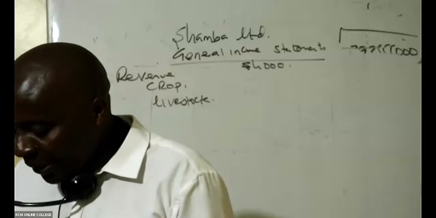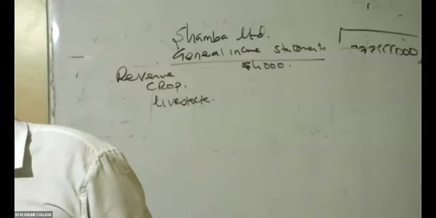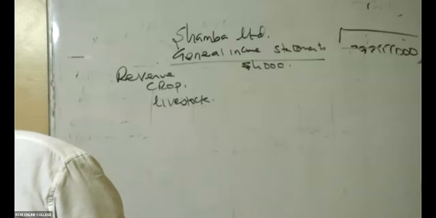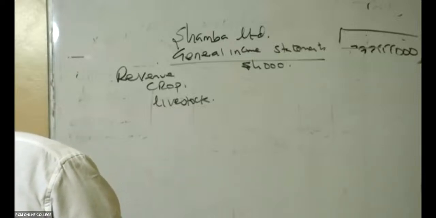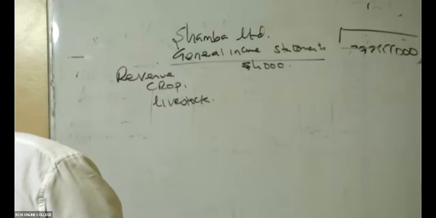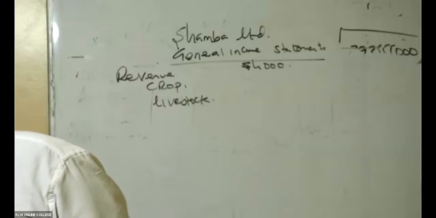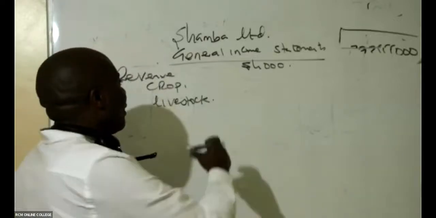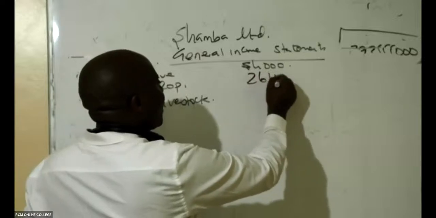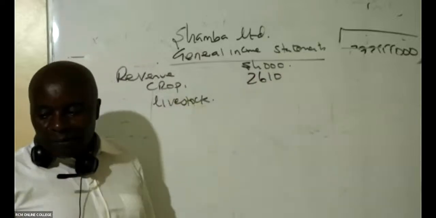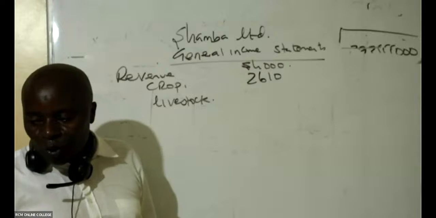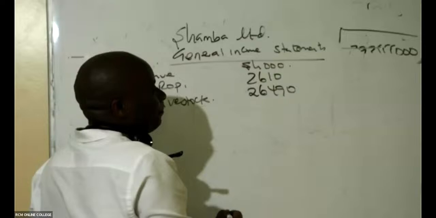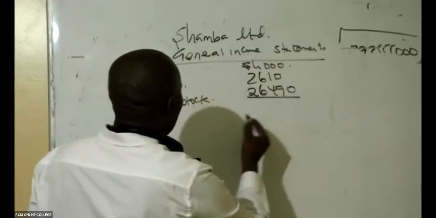So, ladies and gentlemen, please get hold of your question. If I get hold of my question, what am I saying here? That my revenue from crop is 2610. My revenue from livestock, you guys are giving me a profit of 26,490. So can somebody give me the total revenue here?